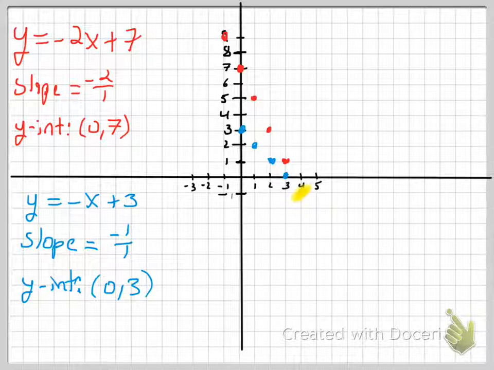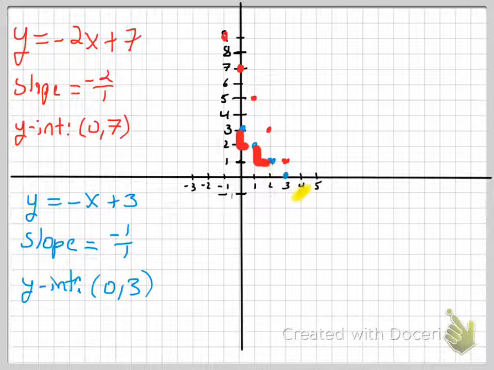So I'm going to start at 0, 3, and I'm just going to go down 1, right 1, down 1, right 1, down 1, right 1, down 1. Oh, and that's where my two dots overlap. That's going to be my solution. And my solution there is going to be 4, negative 1.